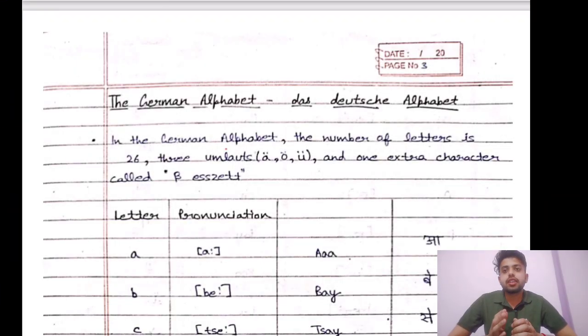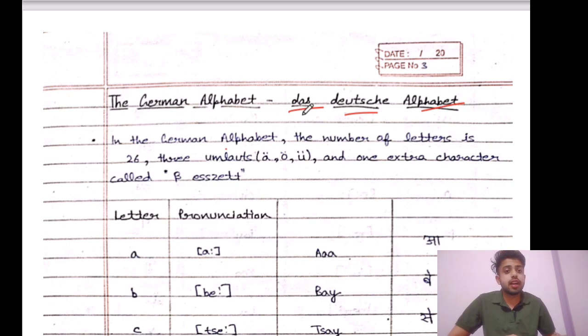So, today we start our course with our alphabets. This lecture is all about the German alphabets. So, without wasting any time, as you can see on the screen, the German alphabet. The German alphabet is said in German as das Deutsche Alphabet.